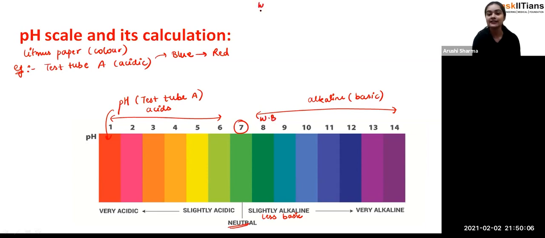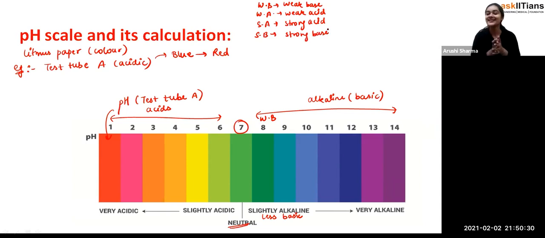So I'm just writing the abbreviations here: weak base, weak acid, SA for strong acid, and SB for strong base, because we can't write such lengthy words again and again, so I'm using a short form. So when there is a less basic solution, that means whenever the pH of the solution is 8, we can say that it is a weak base.